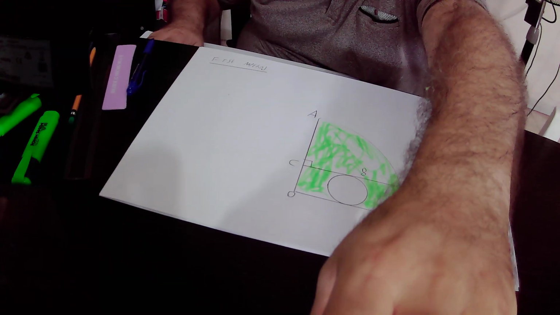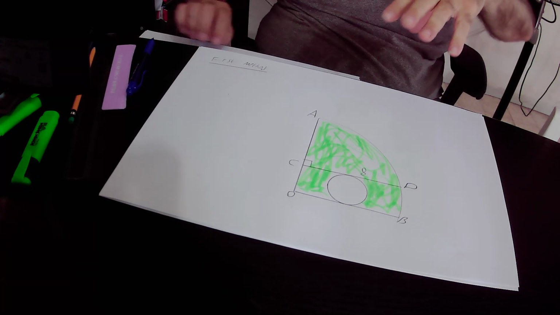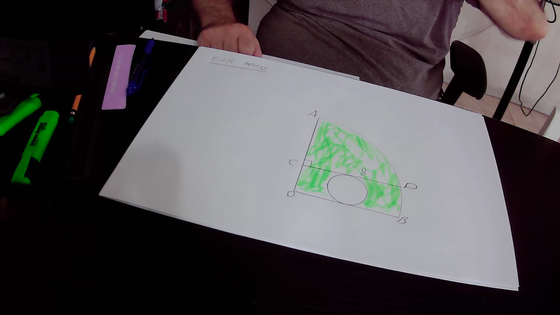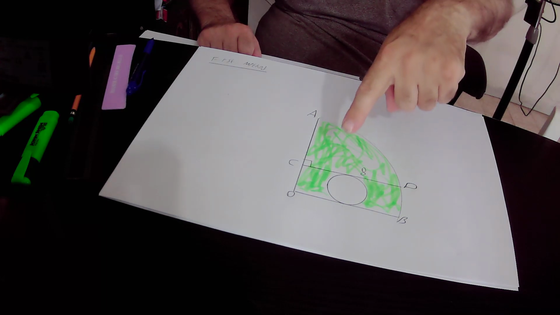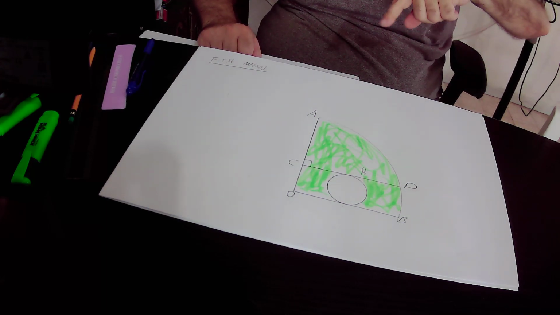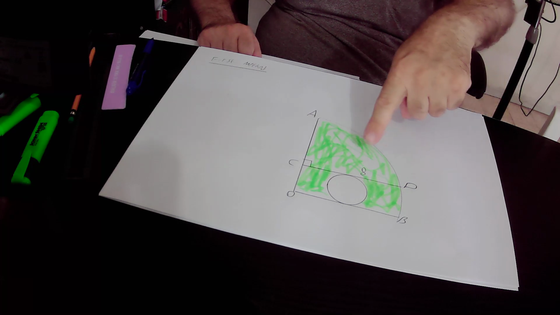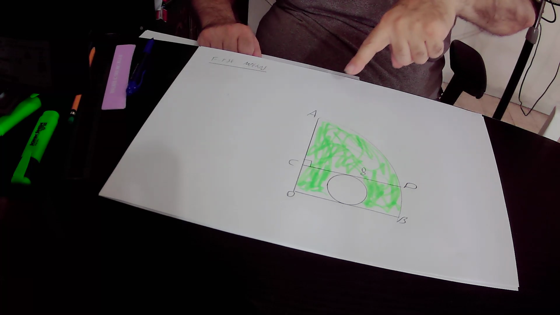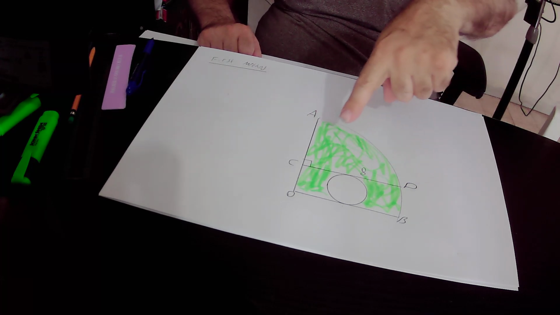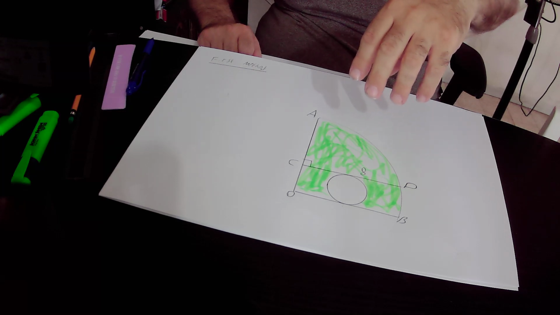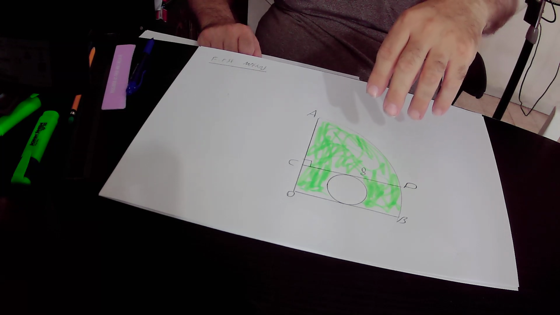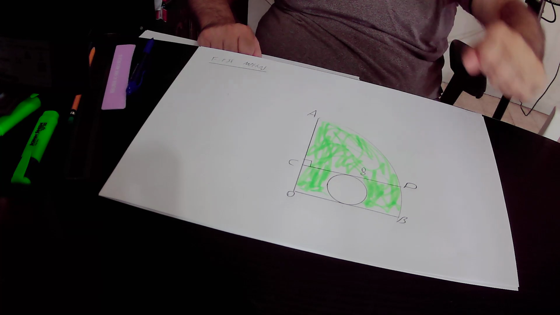Now, in this lecture, we'll find out the green area using three different methods. In the drawing, we have a quarter circle. Inside the quarter circle, we have a small circle. We know that line segment CD equals 8 units, angle ACD equals 90 degrees, and our mission is to find out the value of the green area.